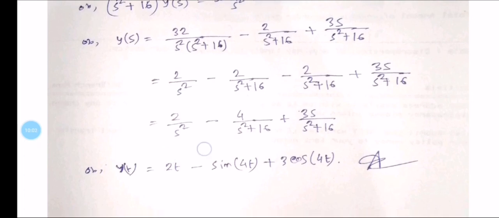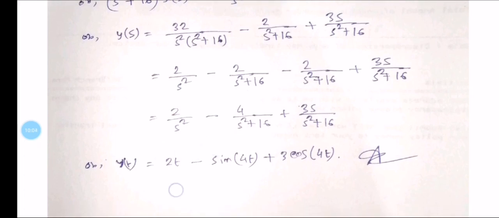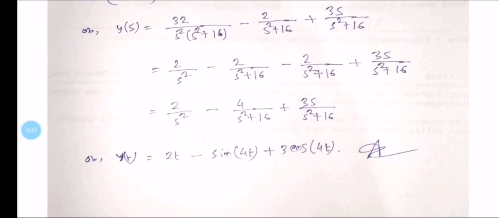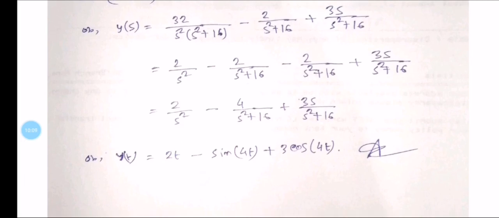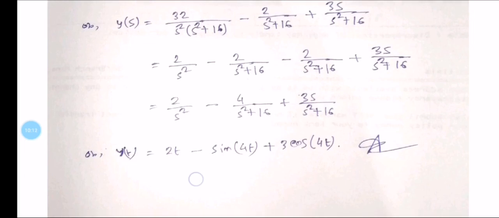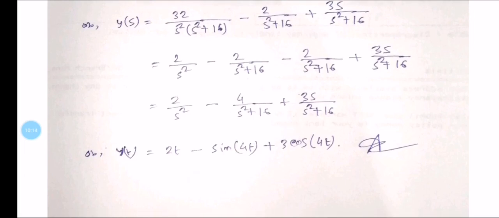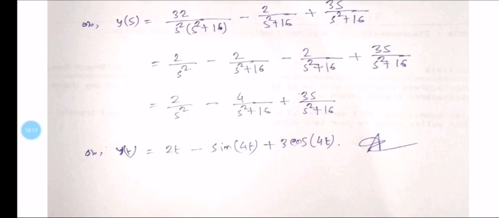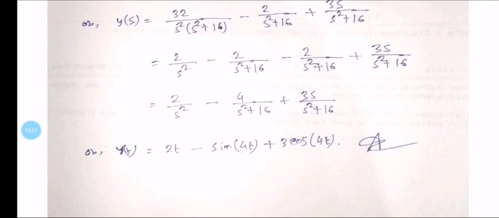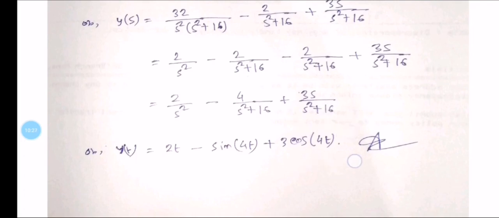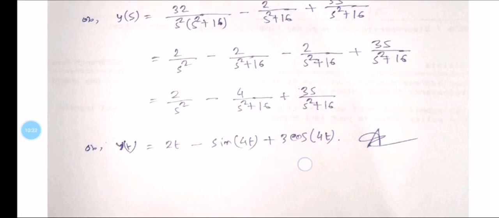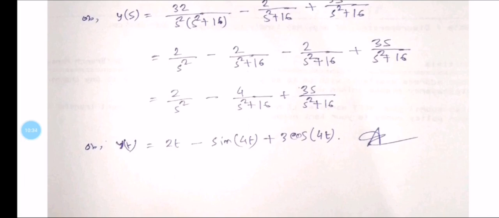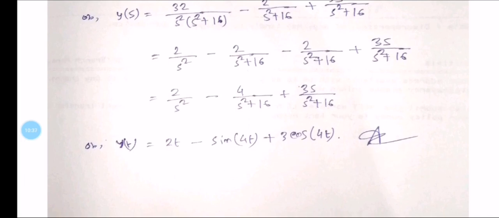You know 2 by s square is the Laplace transformation of t. So 1 by s square is the Laplace transformation of t; if we take the inverse Laplace transformation, we get t. 4 by s square plus 16 is the Laplace transformation of sin 4t. Similarly s by s square plus 16 we can write as cos 4t. So if we take the inverse Laplace transformation of both sides, we finally get y of t equal to 2t minus sin 4t plus 3 cos 4t.